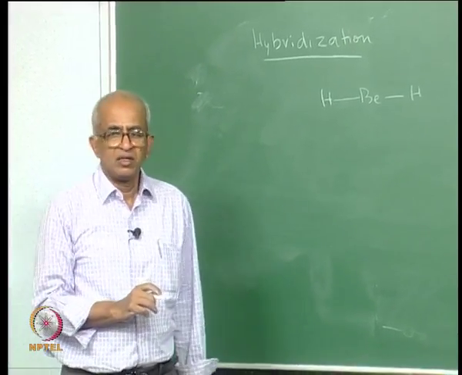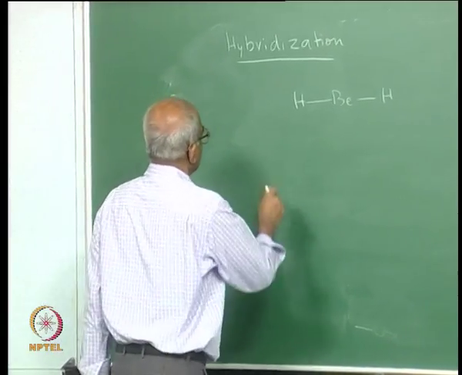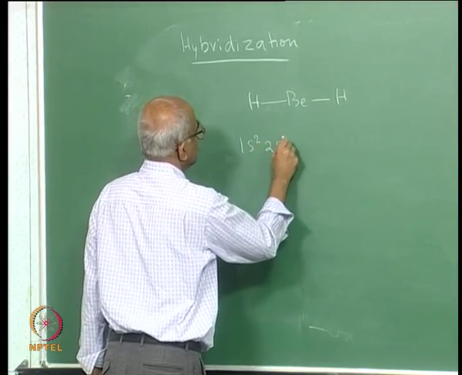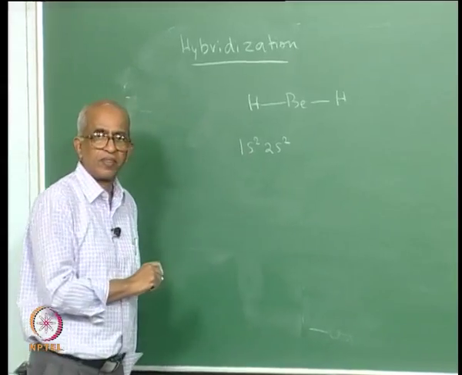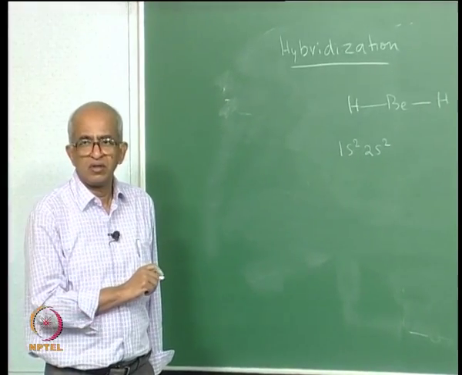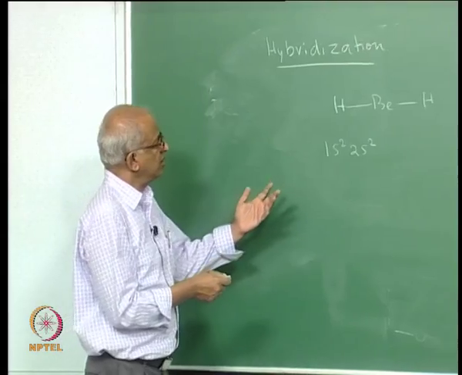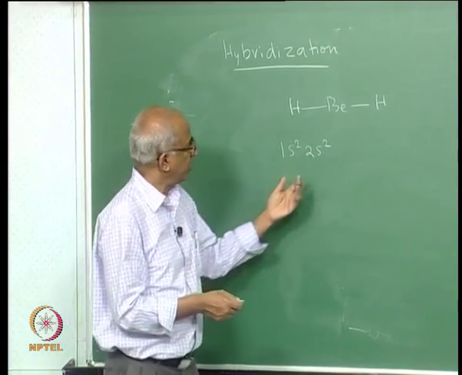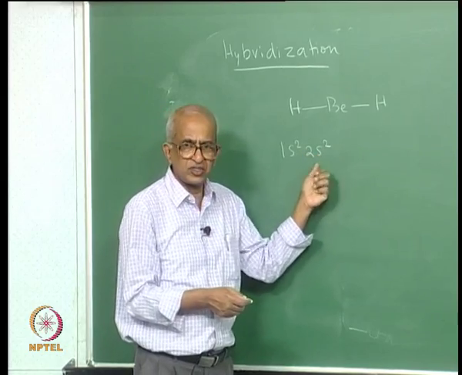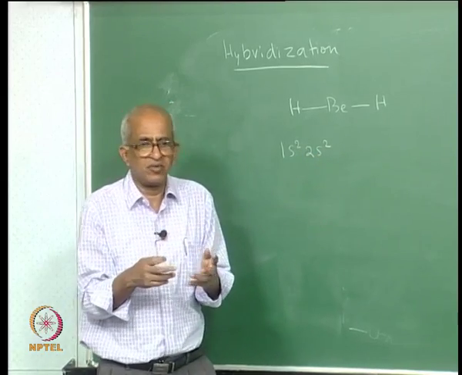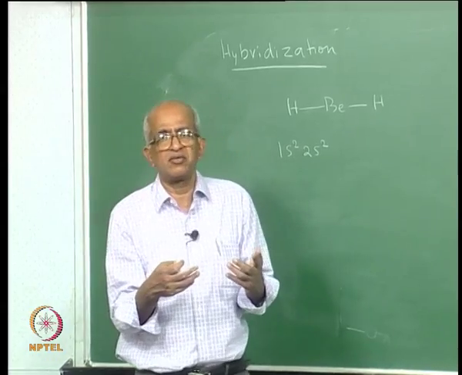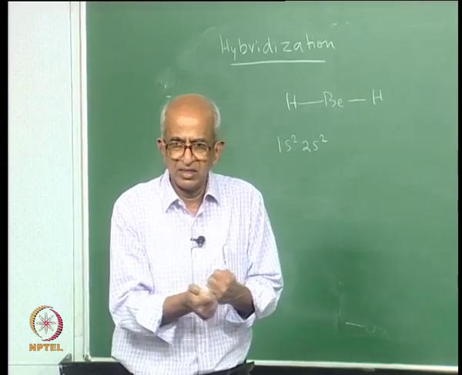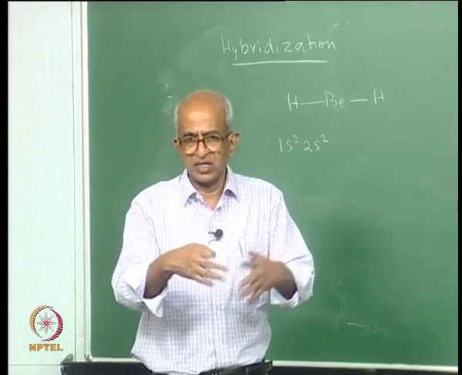Okay. Now, what is the electron configuration of Be? It is actually 1s2, 2s2, right. Well, if you think of the beryllium atom, you have 2s2, a closed shell system, and therefore there are no unpaired electrons, and a chemist would have difficulty in understanding how bonds are formed, because you see the atom has no unpaired electrons.